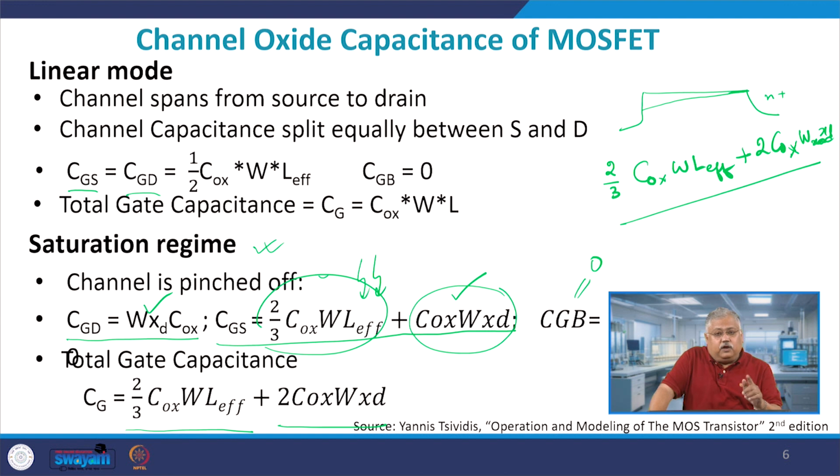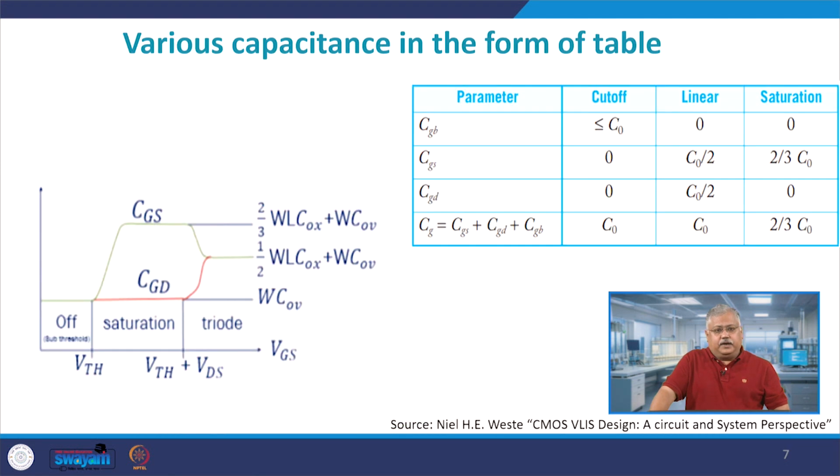And therefore you see quite interestingly that these capacitances are all bias dependent. So if you are biasing a device in the linear region, in the saturation region, or in the cutoff region, the capacitance will go on varying. So let me put the various capacitances in the form of a table, so that it's easier for you to handle: gate to bulk, gate to source, gate to drain.